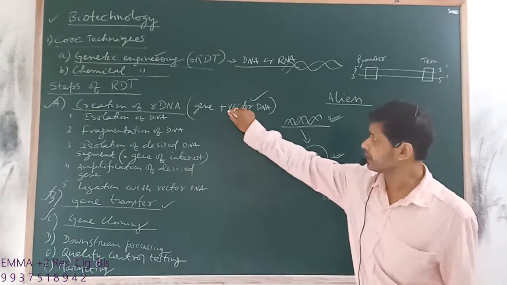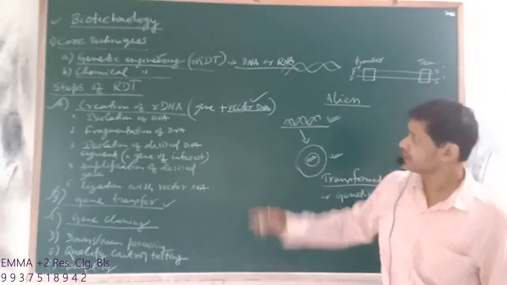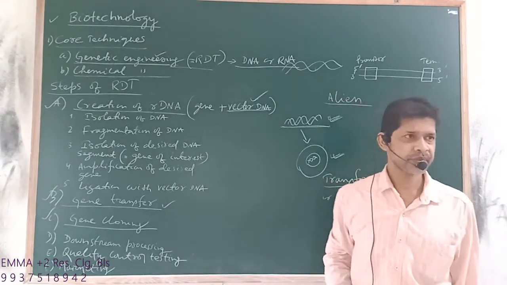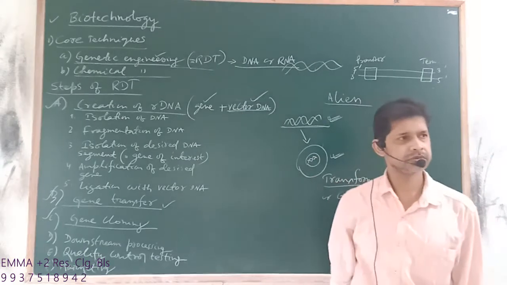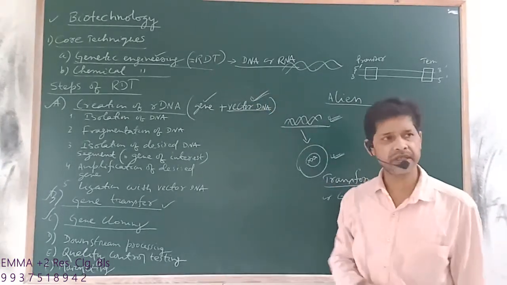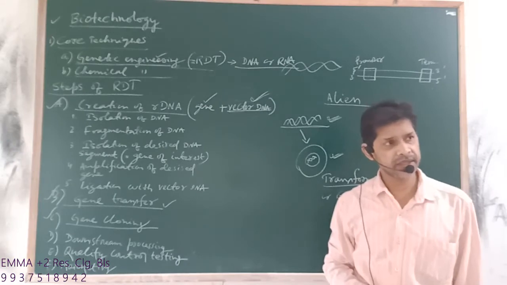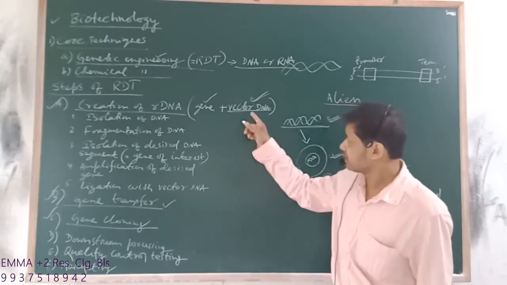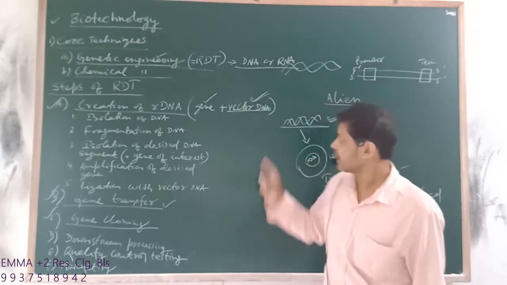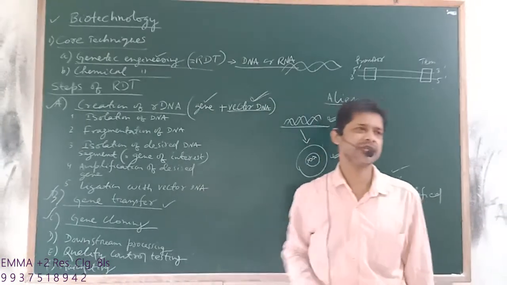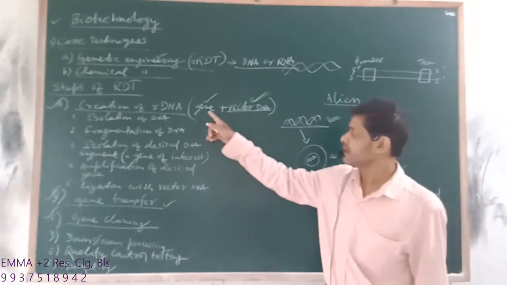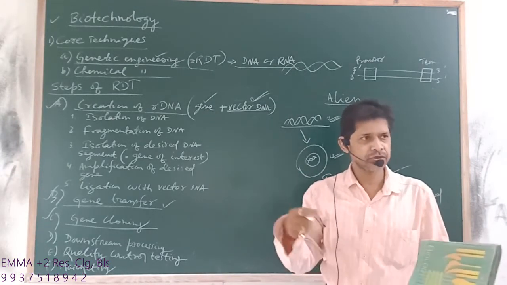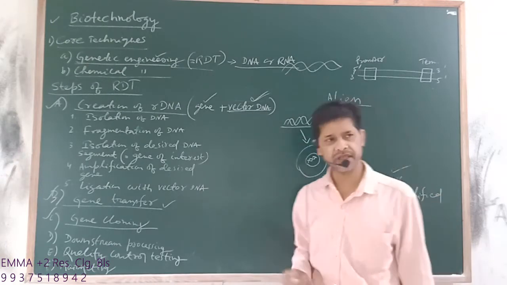That's why the vector DNA. Now it is clear. So in construction of recombinant DNA, we need two types of DNA. One is gene of interest and another is vector DNA. So what is the purpose of vector DNA? Vector DNA contains the ori site. That's why the vector DNA can replicate, and along with it our gene also will replicate. So that's why this passenger DNA, the gene, should be joined, should be linked with the vector DNA.